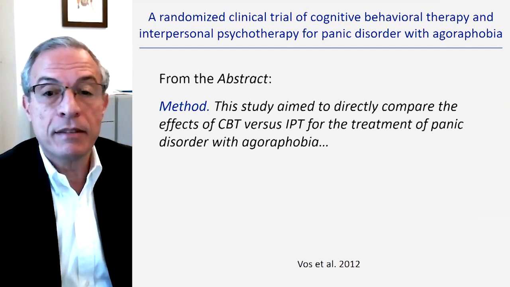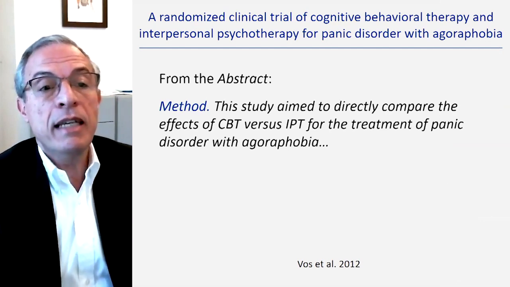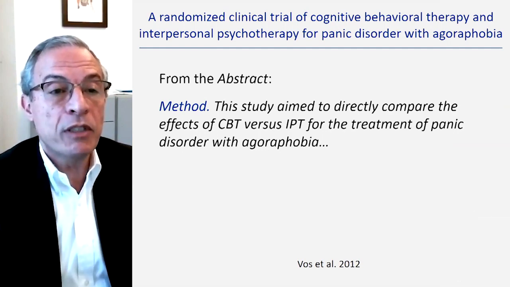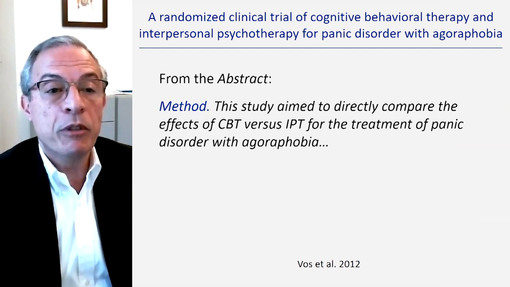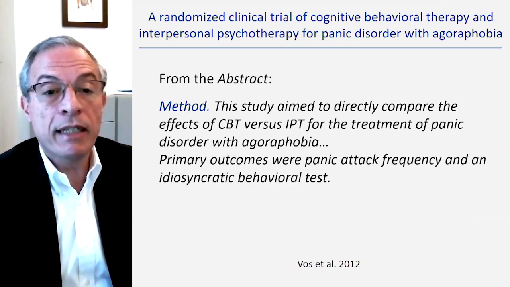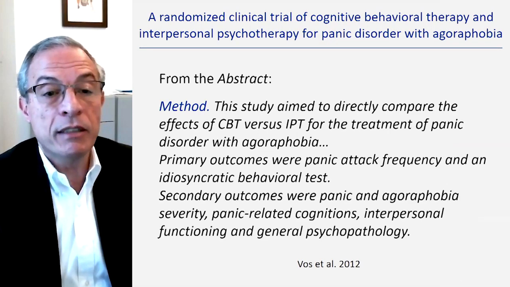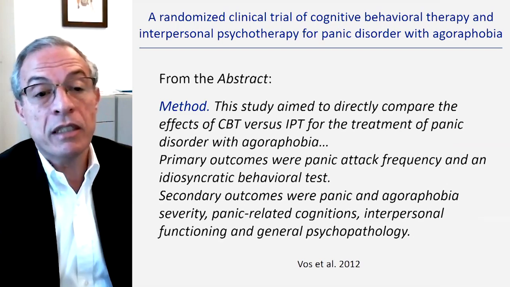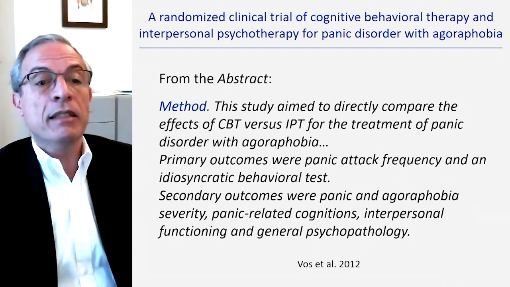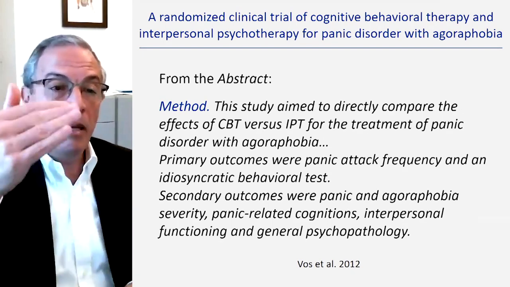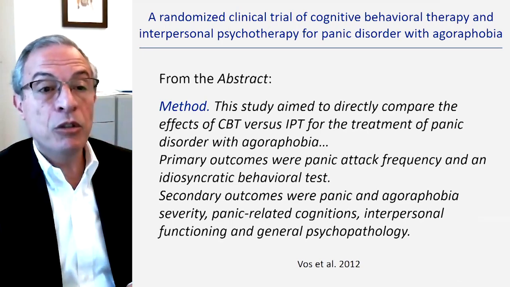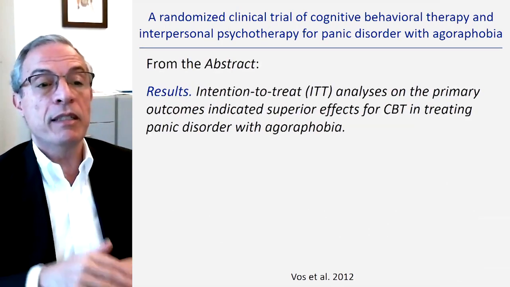From the abstract, it says, this study aimed to directly compare the effects of CBT, cognitive behavioral therapy, versus IPT, interpersonal psychotherapy, for the treatment of panic disorder with agoraphobia. That's the objective. Primary outcomes were panic attack frequency and an idiosyncratic behavioral test. Secondary outcomes were panic and agoraphobia severity, panic-related cognitions, interpersonal functioning, and general psychopathology. What I like about this, it is very well written. It's aim, primary, secondary.